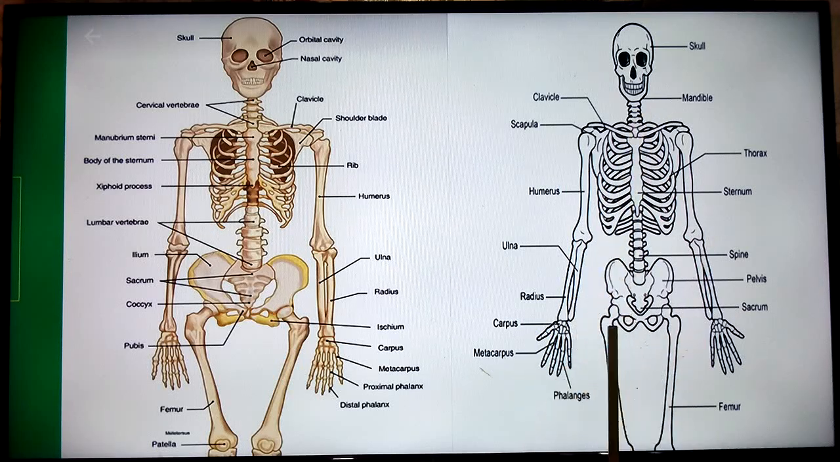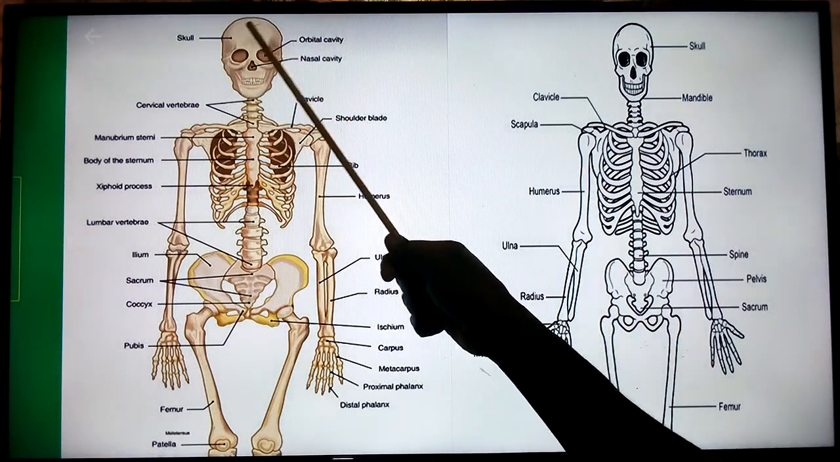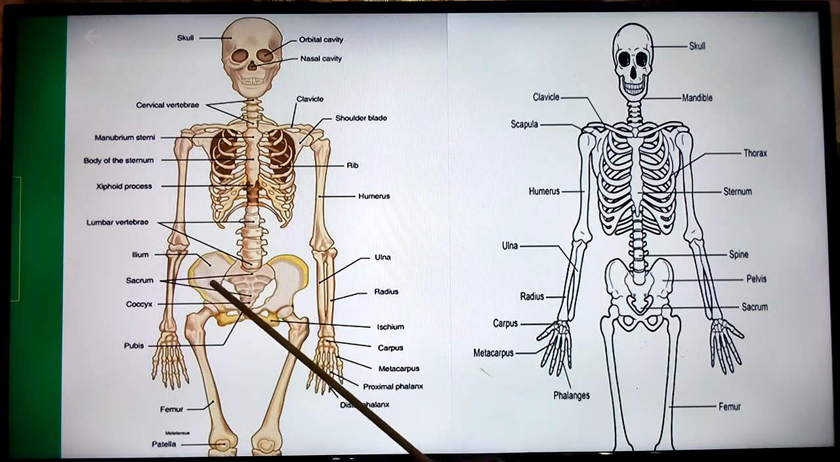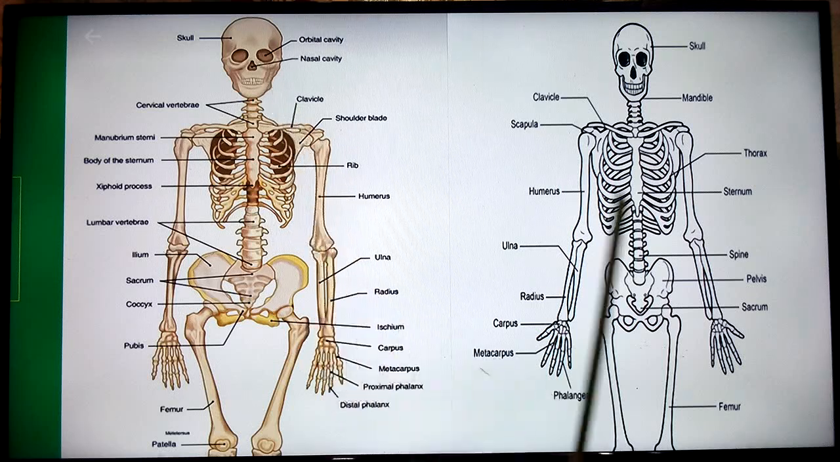Now for the flat bones, basically the skull, the shoulder plates, and the ilium, which is part of the pelvis, are made up of flat bones. These assist in the articulation of muscles and the protection of the internal organs that we said are very delicate.